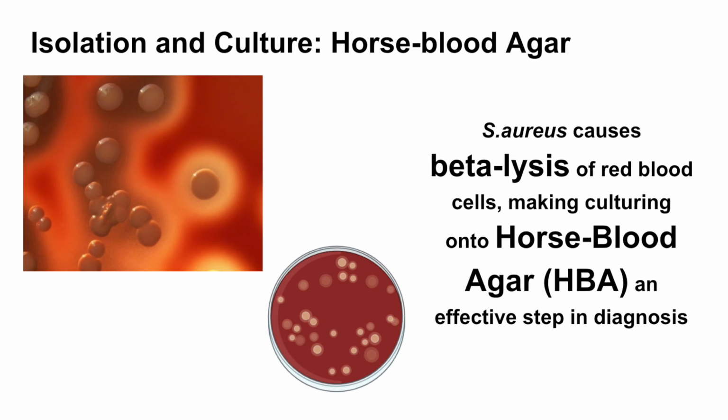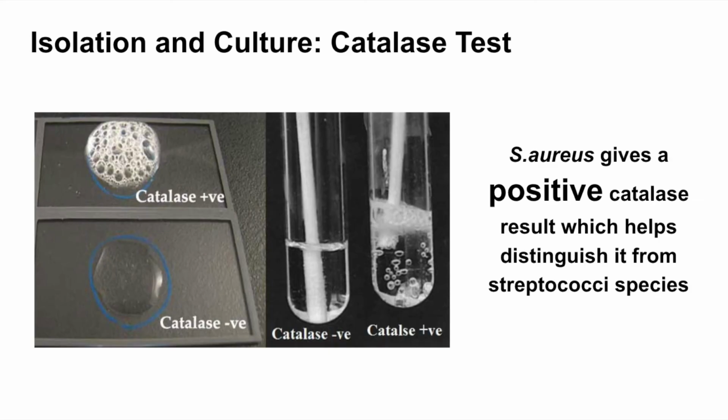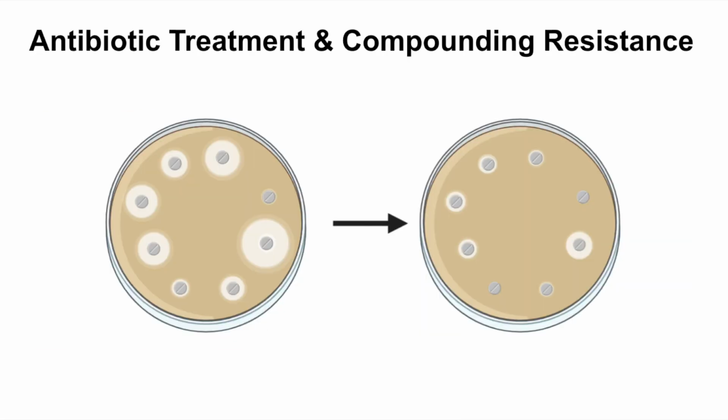Diagnosis of S. aureus infection via isolation and culture methods usually requires a number of different tests. Commonly, isolated cultures are grown on horse blood agar to monitor for evidence of hemolysis. When contamination is likely, mannitol salt-containing agar is used, with the S. aureus giving a positive result. And in addition to this, a catalase test is commonly performed, which tests for the presence of the protein catalase, for which S. aureus is also positive.